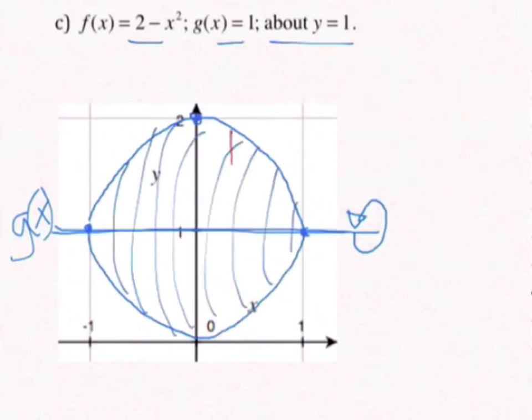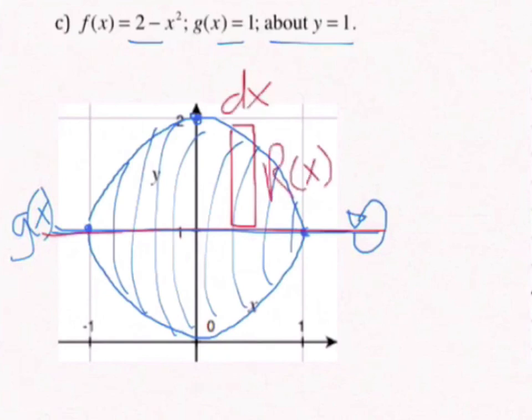And so you can see here, we are going to have vertical rectangles, because we're revolving around that horizontal line. And the width of the rectangle is going to be dx. And now we need to find the radius of the rectangle, which is r of x.